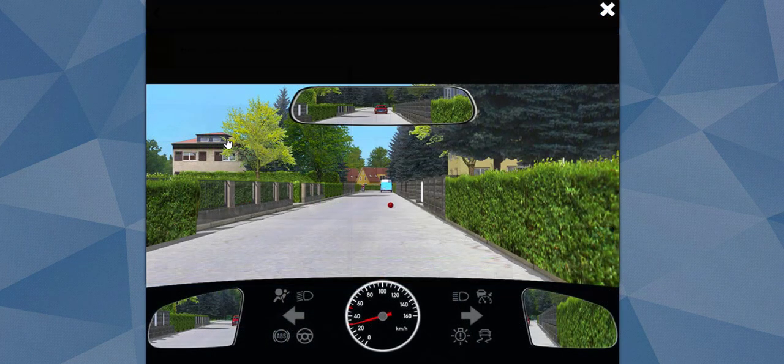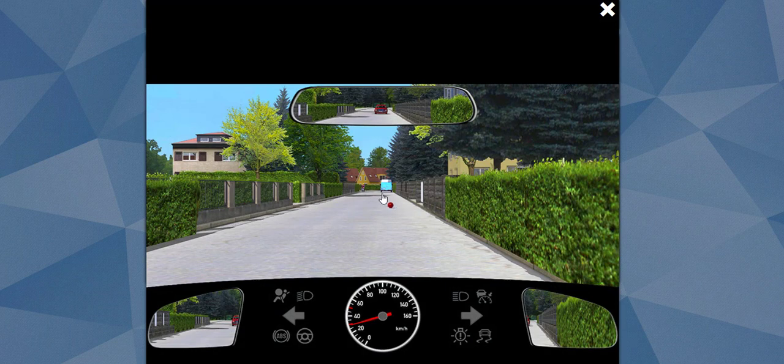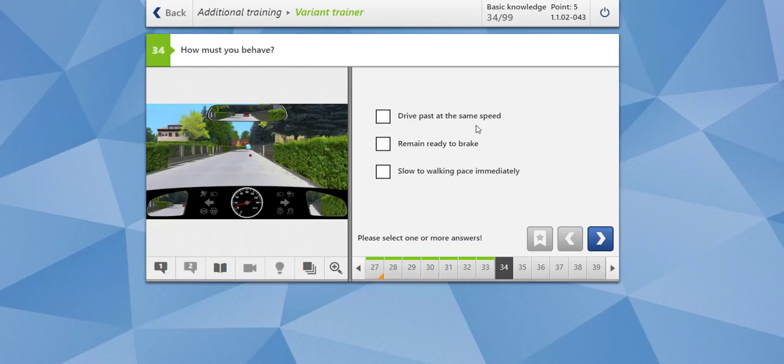How must you behave? So what you see here. First of all, this seems to be a residential area because we are moving at 30 km per hour. So it is a 30 km zone maybe. It's just a guess. And then there is a ball. If there's a ball on the street, it might happen that the kids may come to grab the ball. Let's look at the options. Drive past at the same speed? No. Remain ready to brake? You have to be more attentive in this case. Slow to walking pace immediately? Yes, this option is also correct. Let's check the answers. Our answers are correct.